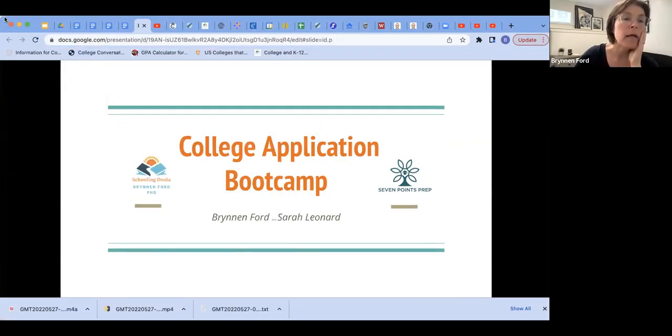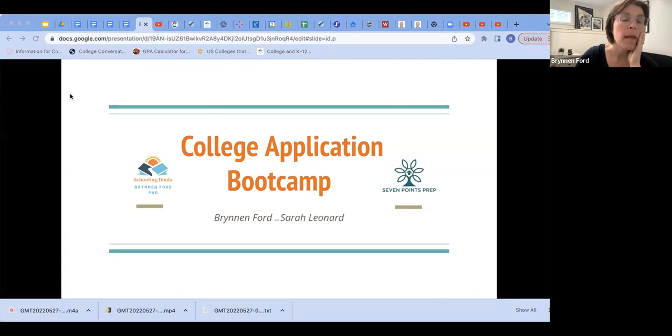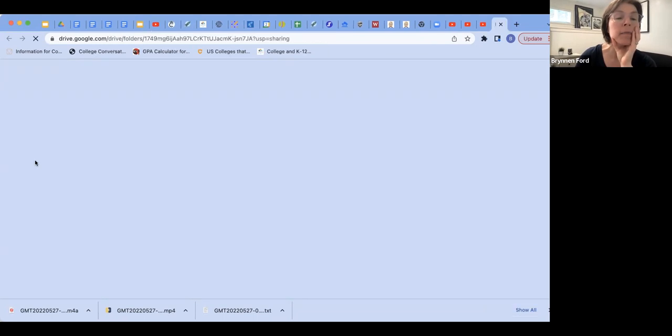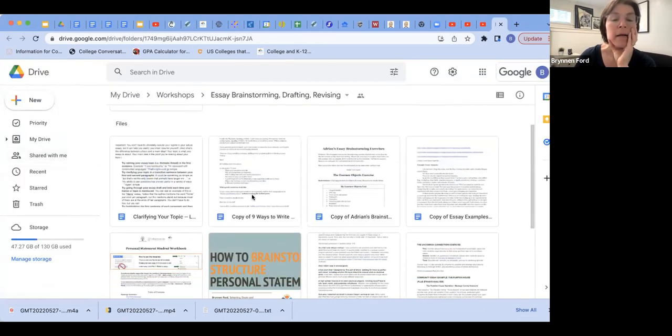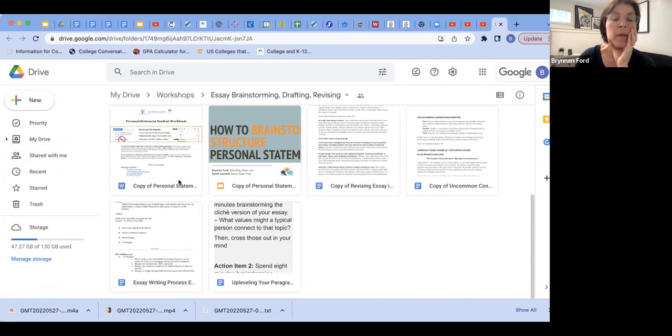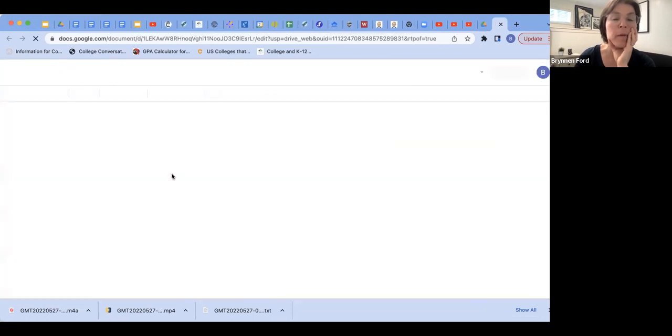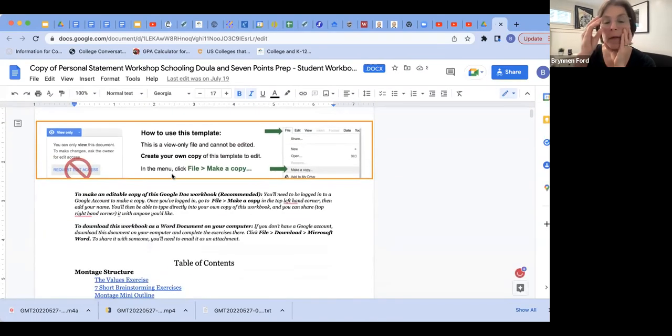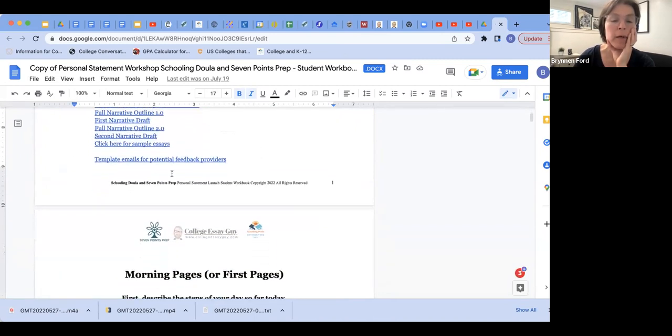Okay, so if you are in the slides for today and you go back to slide 7 that had the homework in it, there are the three folders, and the folder that has the essay brainstorming, drafting, and revising has in there a bunch of things about the personal statement, but there's also this workbook, copy of personal statement workshop student workbook. And most of you have a copy of this somewhere. And if you didn't already have one, here it is.